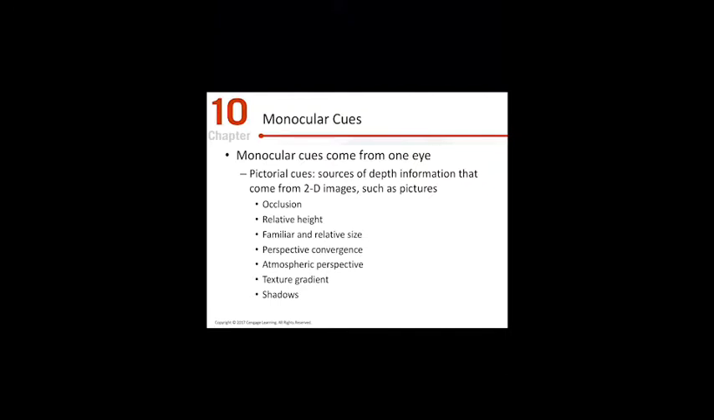So we're going to go through each one of these individually, but just to give you a preview in terms of occlusion. Occlusion is when an object hides or is partially hidden by another object. But the issue with this is it doesn't give us precise information on distance. It just tells us that something's being occluded or blocked, that something is in front of something else.